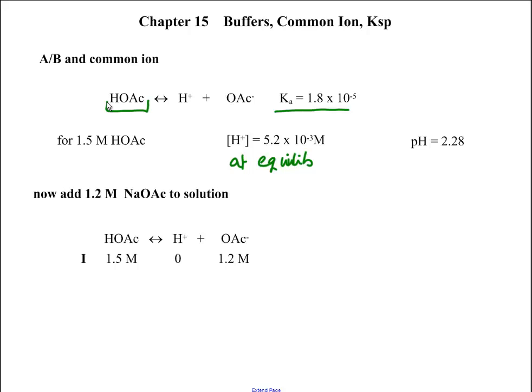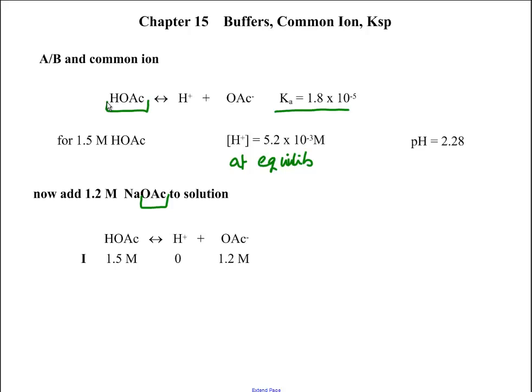Now, if we take this acidic solution that is in equilibrium and we add a 1.2 molar solution of sodium acetate to it, our acetate ion is the common ion because it's present in both sodium acetate and acetic acid. So now we're starting with 1.5 molar acetic acid again. It's approximately that, even at equilibrium. We're going to say that we have no hydrogen ion yet, and we're going to add 1.2 molar sodium acetate to it. So we're starting over with initial conditions.